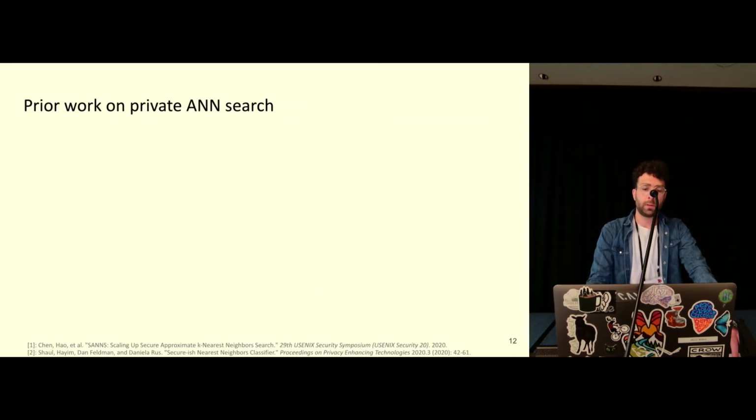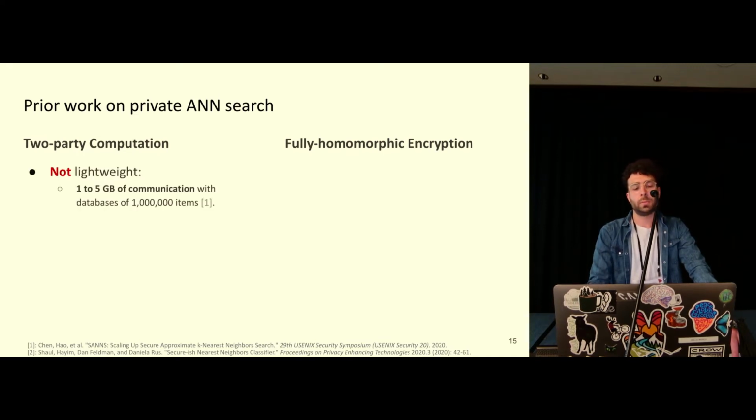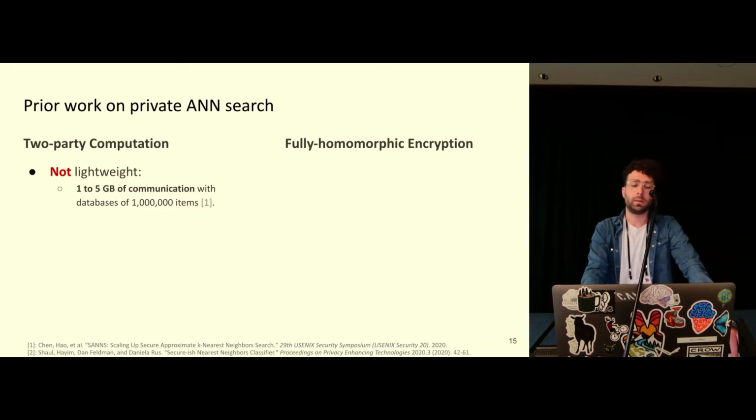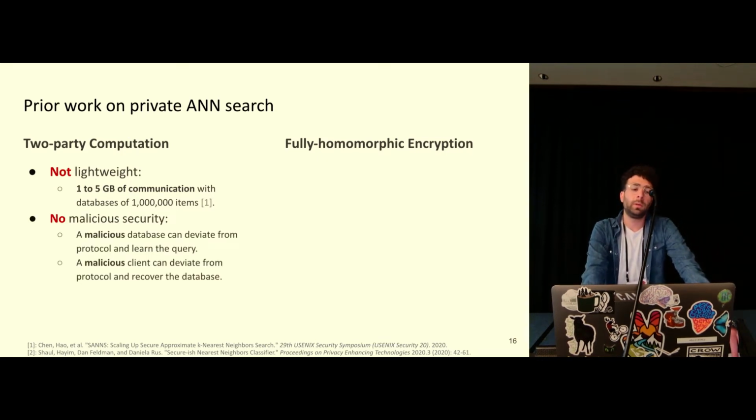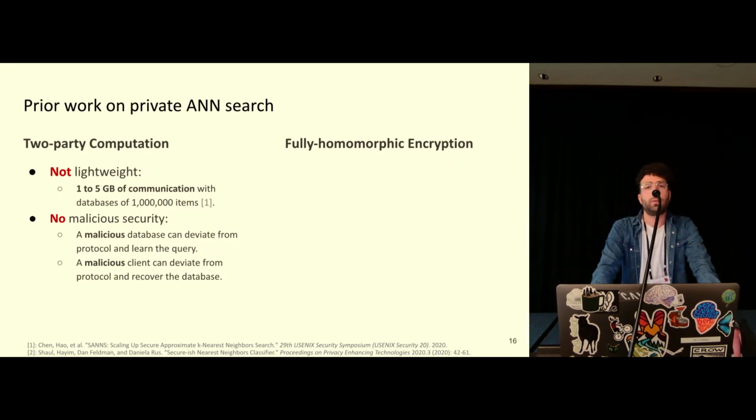Prior work on approximate nearest neighbor search solves this problem in two ways. One is using two-party computation, and the other is using fully homomorphic encryption. The two-party computation approach is not lightweight for the client or the database and requires about 1 to 5 gigabytes of communication with databases of about 1 million items. Moreover, two-party computation is not maliciously secure by default. So a malicious database can deviate from the protocol and learn information about the client's query, but a malicious client can deviate from protocol and also learn information about the database that it shouldn't have learned.